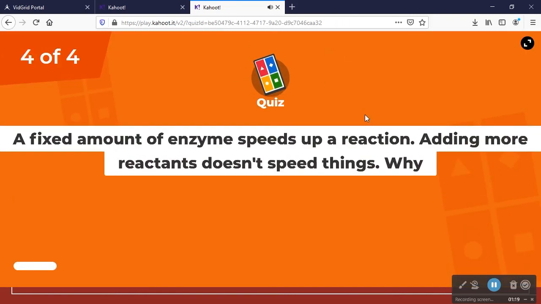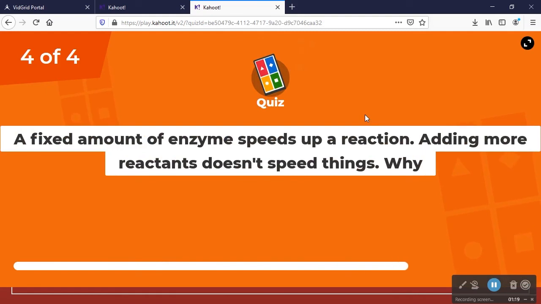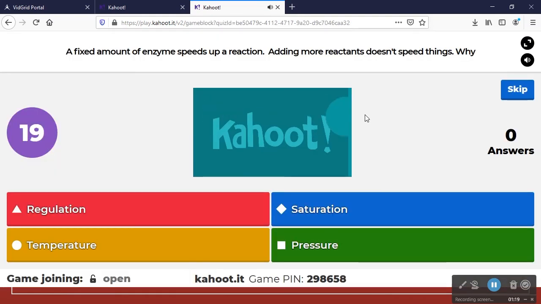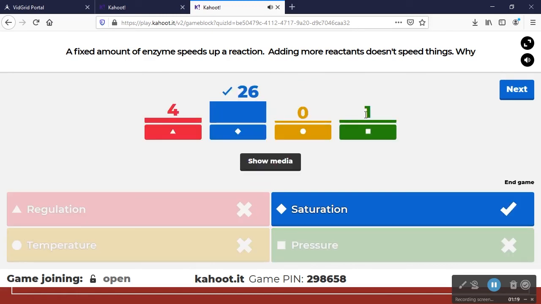All right, last one. A fixed amount of enzyme speeds up a reaction. Adding more reactants doesn't speed things up. Why? Yeah, that's saturability or saturation. The idea here is when all the enzymes are busy, more reactants is not going to make things go faster because you need more machines is what you need, right? Okay.